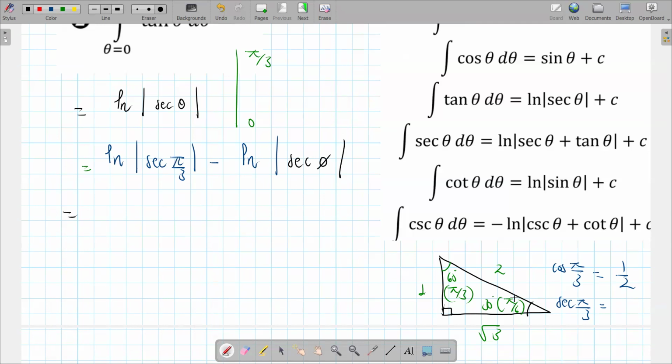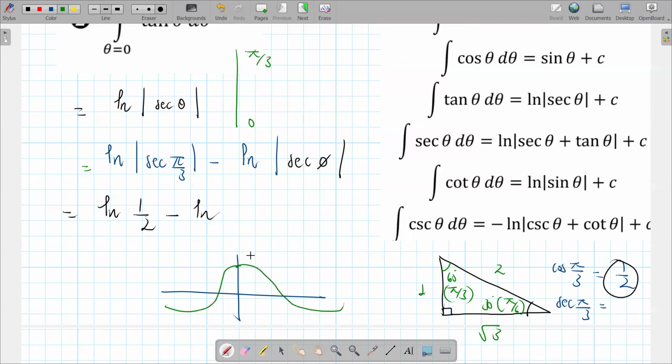So secant of pi over 3 is 2 over 1. So you have ln of 2 minus ln of, now what is secant of 0? The special triangle is not going to help you find that. What will help you find this? Eventually you're going to memorize all of these. The cosine curve looks like this. The initial value is 0, 1.